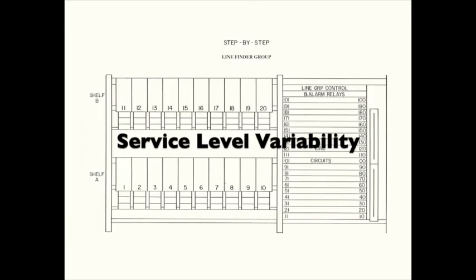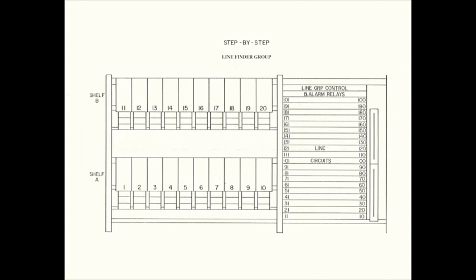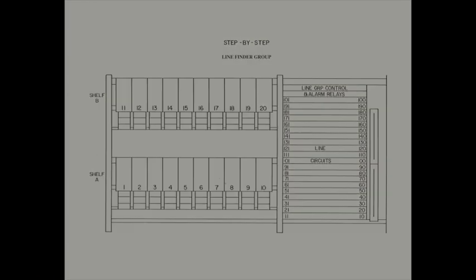One of the objectives in the line finder group design is to reasonably equalize the level of service provided to all lines. Level of service means the amount of time it takes to be connected to dial tone. Within any one line finder, this service level is not equitable.